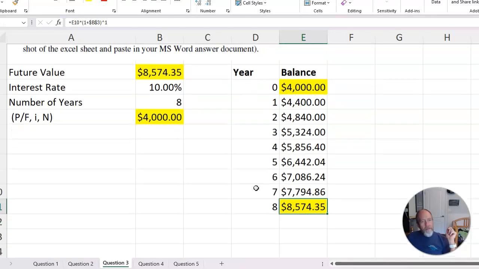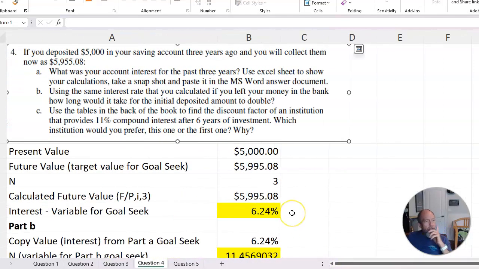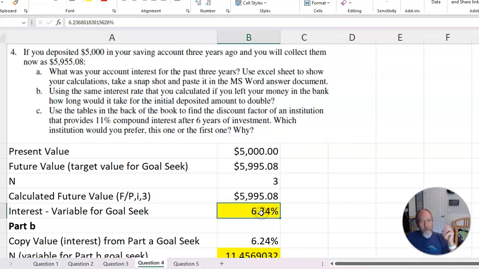So, no problem there. Let's move on to the next question. If you deposited $5,000 in your savings account 3 years ago and you will collect them now as $5,995.08, what was the interest rate in your account? Well, this one is a little bit different because you're given what F over P is, okay?